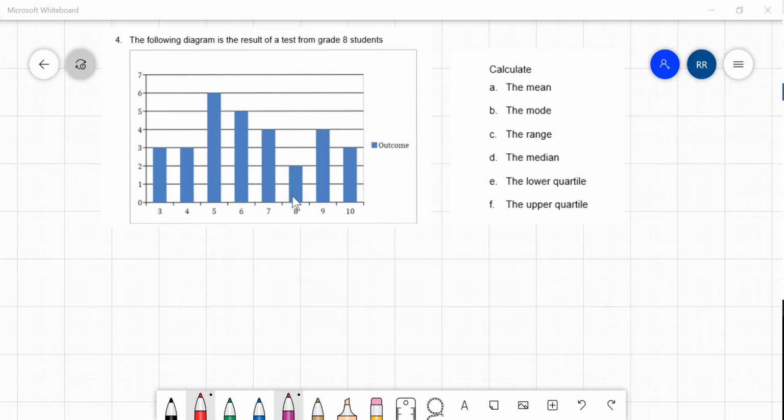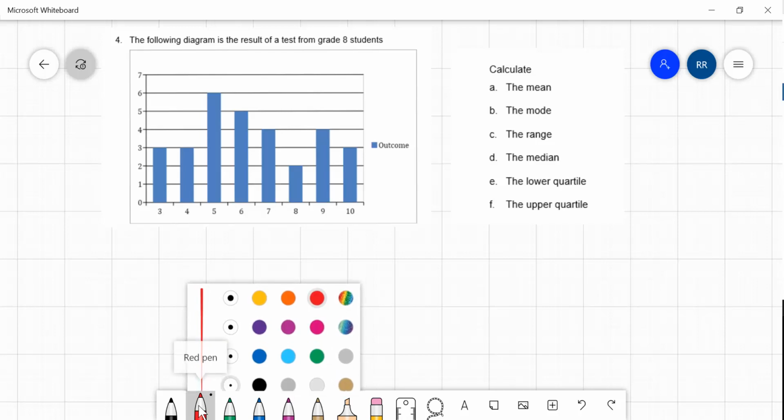The following diagram is the result of a test from grade 8 students. So the outcomes are 3, 4, 5, 6, 7, 8, 9, and 10. Then calculate the mean, mode, range, median, lower quartile, and upper quartile. So actually, it's the same thing, right? By using the single data, because the data is not that much, we can use that, or you can use the table. It's up to you. But here, I'm going to write this down as a single data like this.